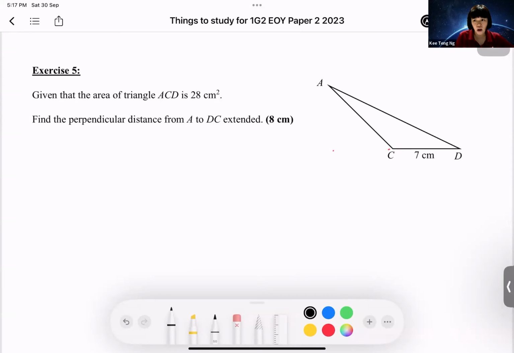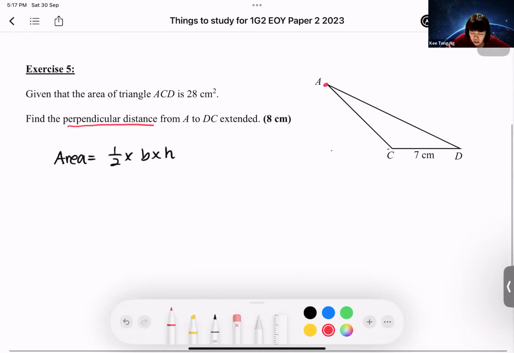Now, given that the area of a triangle is half times base times height, right? Then they want to find the perpendicular distance. So perpendicular distance means must have 90 degrees, correct? Okay, from A to DC. Alamak, how to draw from A to DC? If I draw it this way, this is not perpendicular. It's not 90 degrees. So I need to draw it straight down with a 90 degree, until D to DC extended. D joined to C extended.